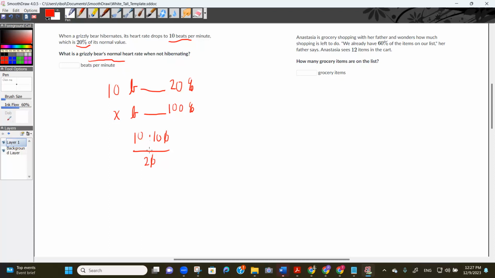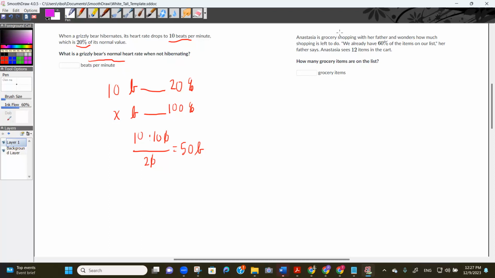All right, and so we have 10 times 10 is 100, divided by 2. So of course that is going to be 50, okay? So 50 beats per minute is the normal heart rate of the bear. All right, so let's take a look at another problem here.